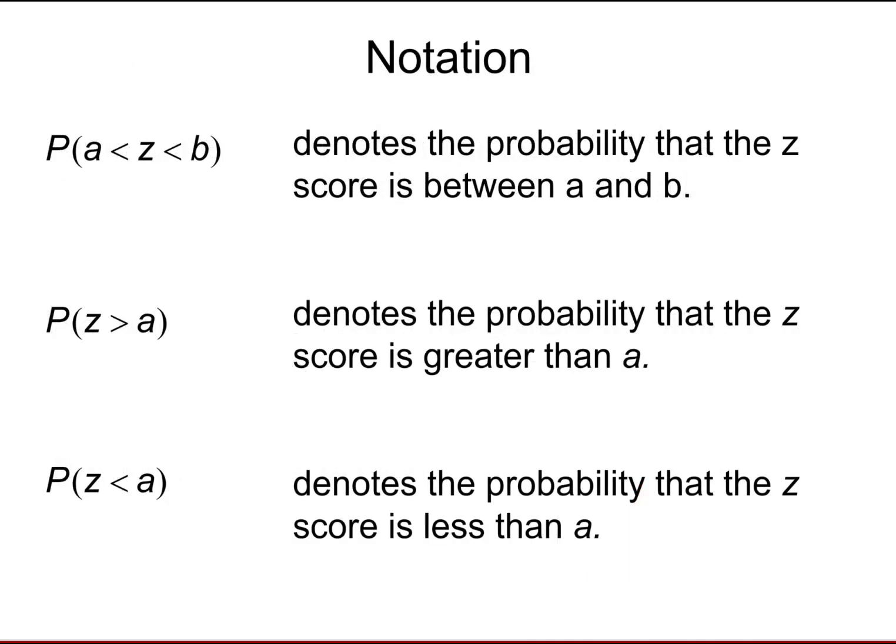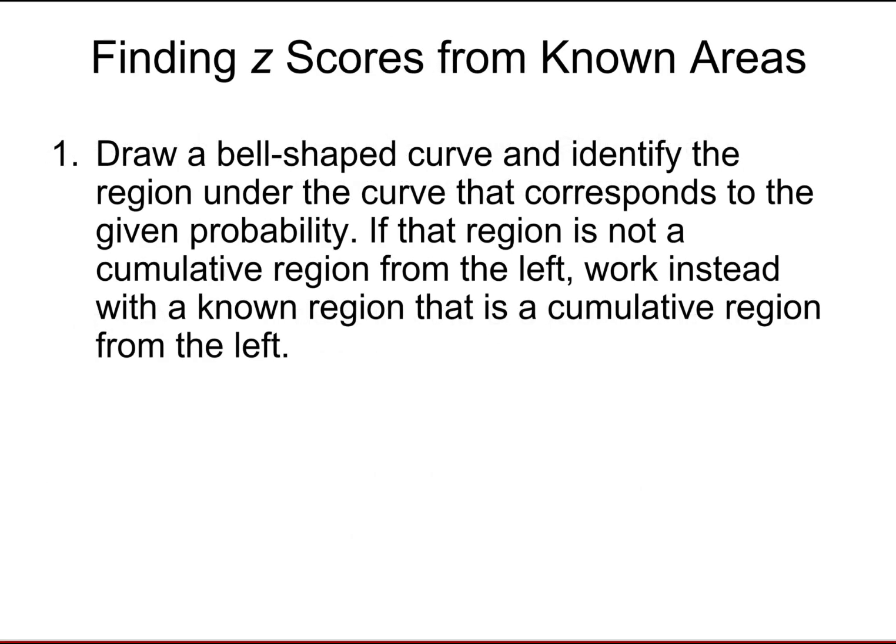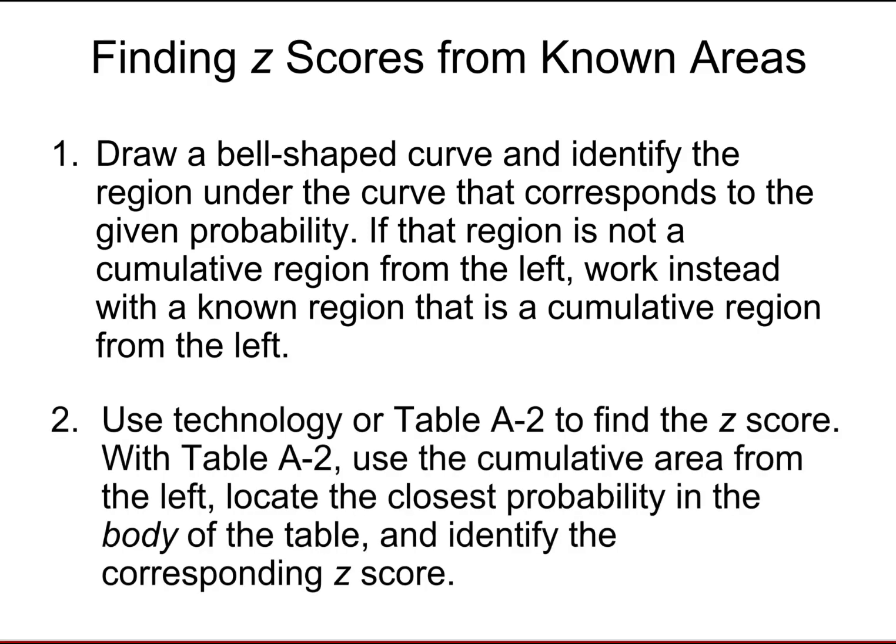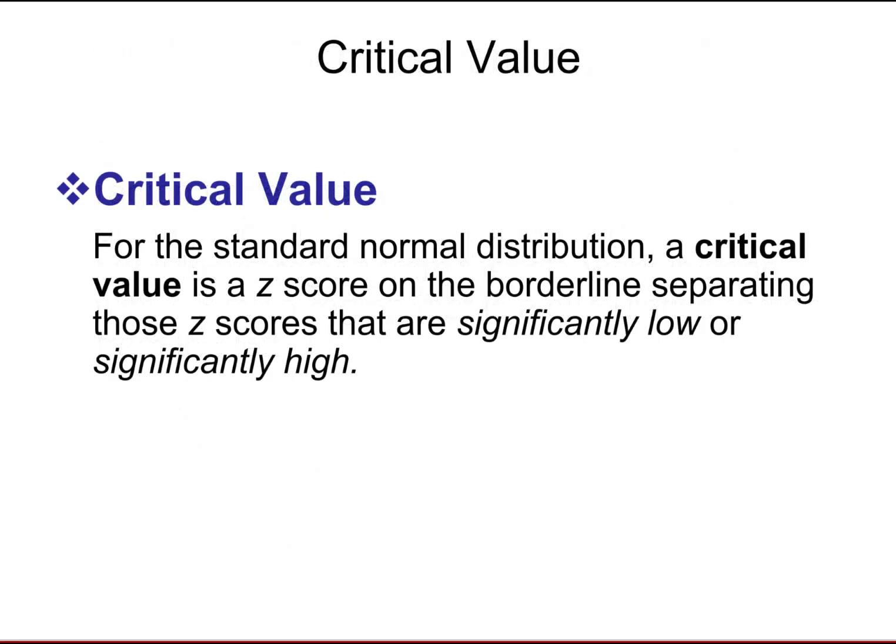A little bit of notation. The first thing you see here is the probability that a z-score is between two values, A and B. The next one is the probability the z-score is above A. And the last one is the probability that the z-score is less than A. Now, we want to find z-scores from known areas. So instead of me giving you a z-score and saying, what's the probability, what if I give you the probability and say, tell me the score that corresponds to that?